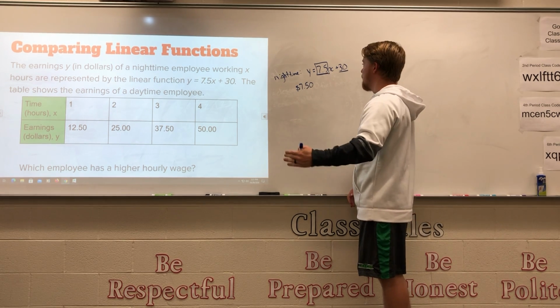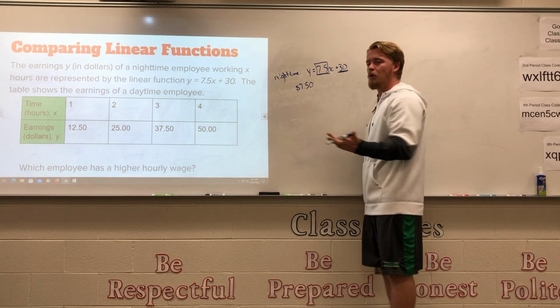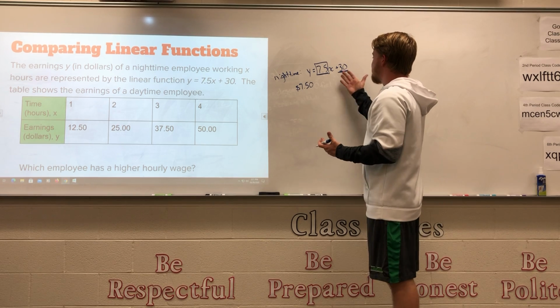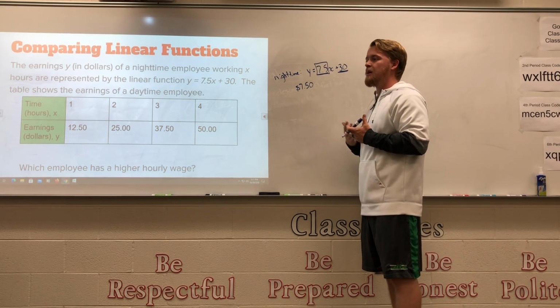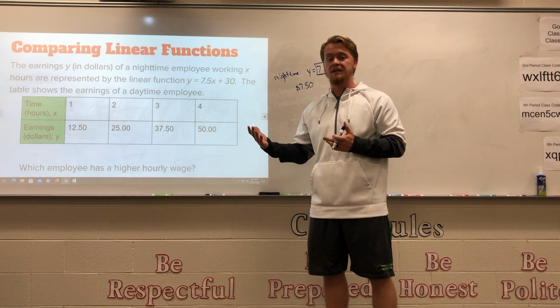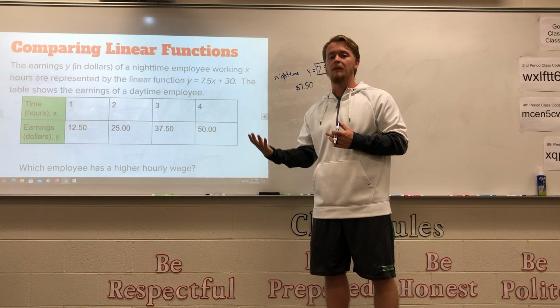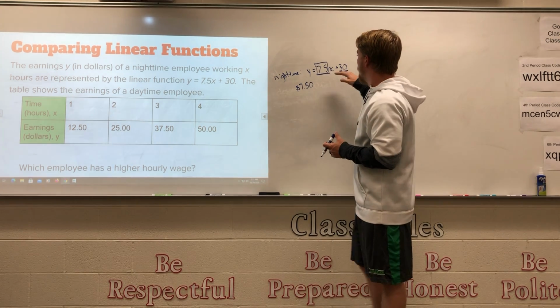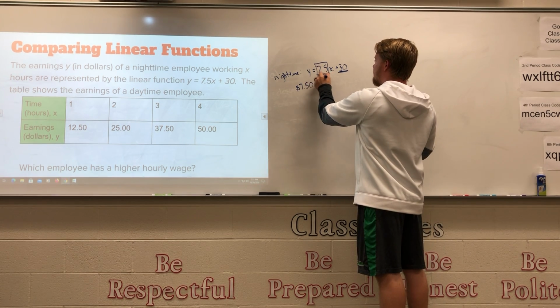This plus 30 doesn't matter in this problem, but it's good to know what it might mean. Basically, that's saying if you add $30, that might just be a bonus they were giving because they work at nighttime, or for people that don't want to work at night, but they give them $30 extra just for coming in at night. So 30 is just added on, but the hourly wage itself is $7.50.